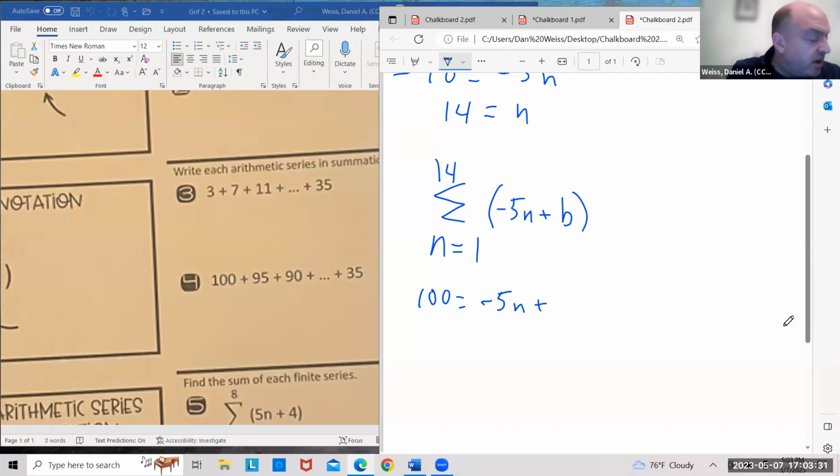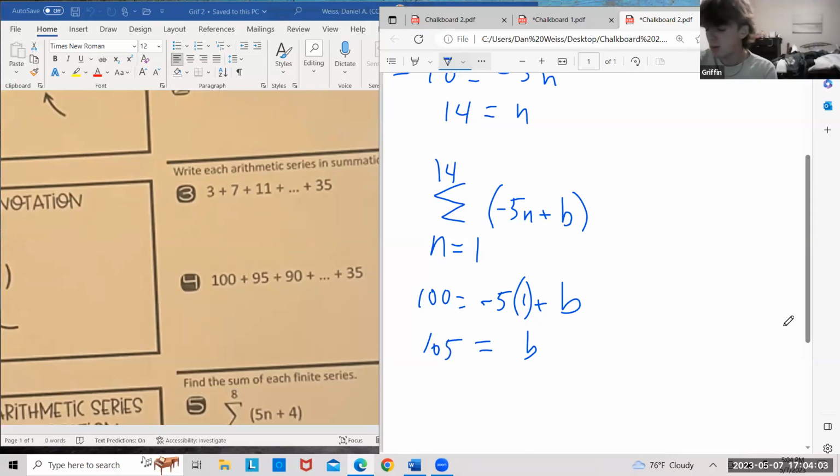Oh, so you already figured out that b is 105. Wait, sorry, I forgot to put the 1 there. I just have -5 times 1 plus b, so when you add 5 to both sides, you're going to have b equals 105, right? That's what you said.